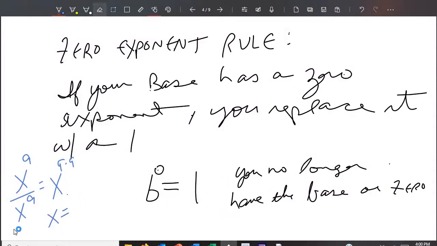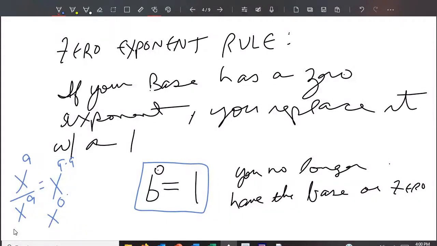We can't leave a variable or anything with a 0 exponent. So, as a rule, if you have a 0 exponent, you replace that with a 1. It simply simplifies to a 1. There's no b left, there's no exponent left, there's no x left, there's no whatever. It's always just equal to 1.